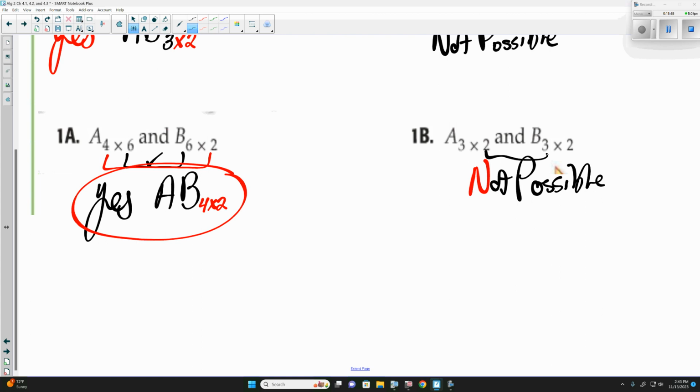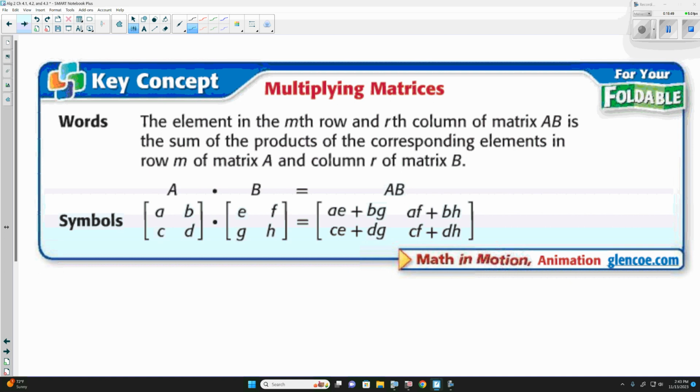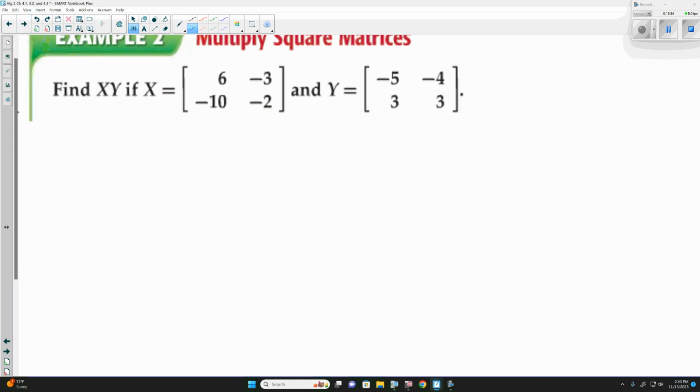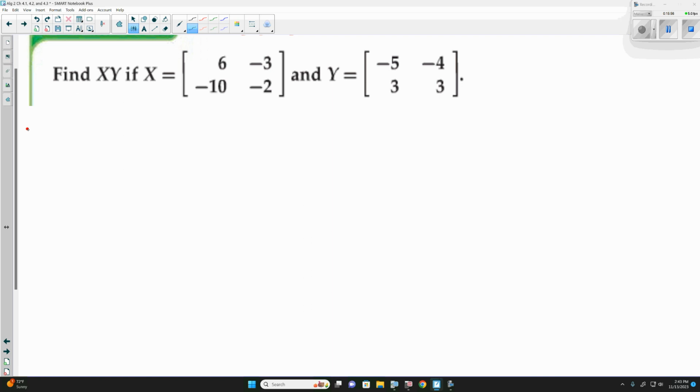Questions on any of this here? Now this is the walkthrough explanation of multiplying two matrices. I think sometimes it's easier to see it than it is to try to read it.